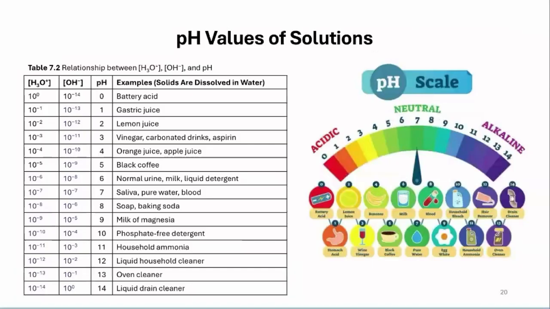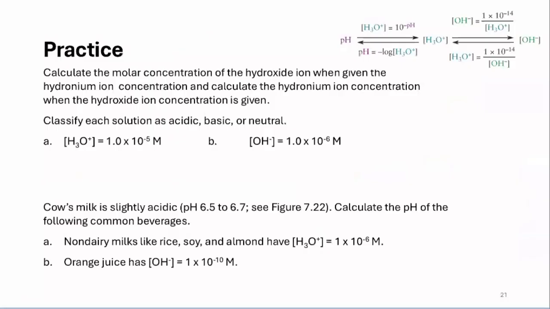Here, you only have an illustration of the relationship between hydronium and hydroxide and some of the household products that I mentioned before. Let's actually do some calculation examples. For these practice problems, we are given certain values and we are going to first classify, given the information, if these solutions are going to be acidic, basic, or neutral.